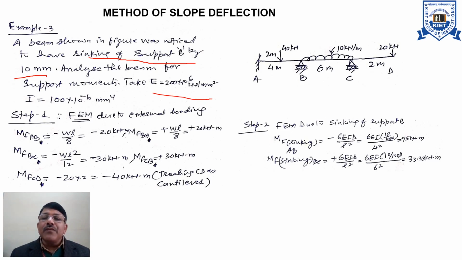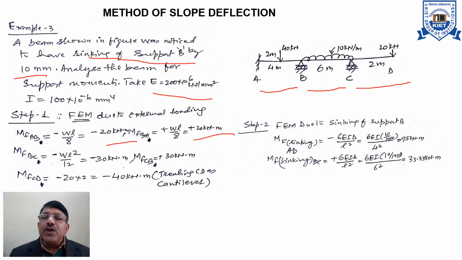So what is step 1? Assuming each part, AB, then BC, then CD, as fixed. In this case, the part CD will be considered as a cantilever fixed at C only. We will not assume the end D as a fixed end. So, finding out the fixed end moments. Part AB is the case again of mid-span loading with a point load, so minus WL upon 8 and plus WL upon 8, as mentioned here. You can compute afterwards on your own.